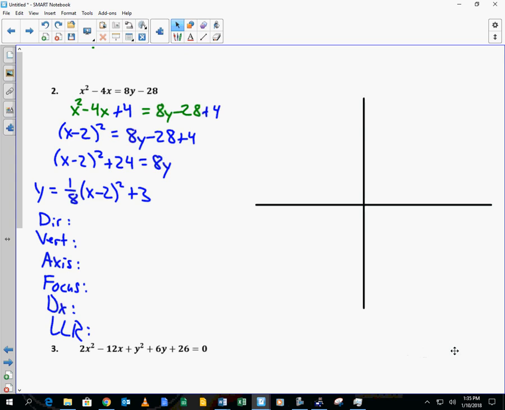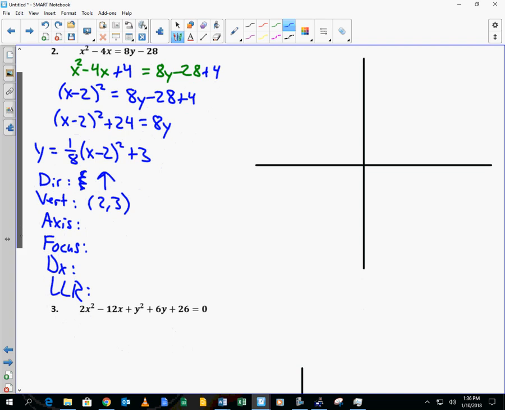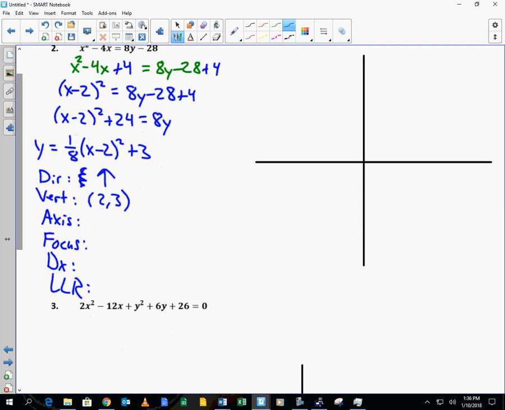All right. Direction, vertical or horizontal? It's going to go up. Yep. Vertex: 2, 3. Now, I can see that the p-value is 2, and so the length of the latus rectum will be 8. So I'll need to go 4 units in each direction. If you can't see that, then you might have to fill out some other pieces first, but an 8 by 8 graph will suffice. So I'm doing an 8 by 8 graph. I've yet to make a perfect parabola in the other classes. I'm going to try to do it today.